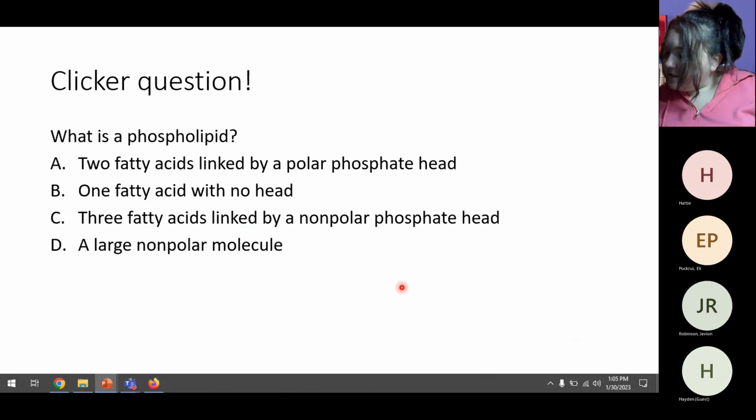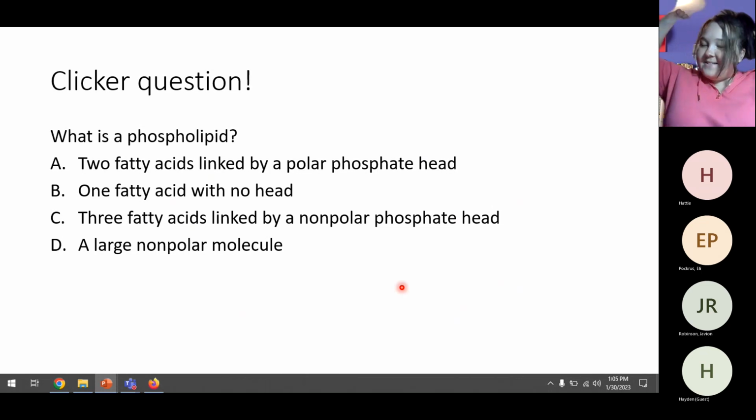Here's our next clicker question. What is a phospholipid? Excellent. Only two people answered, but both of you got it right. The correct answer is A.